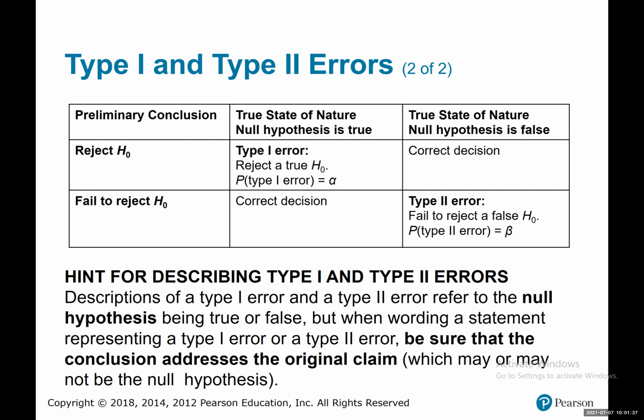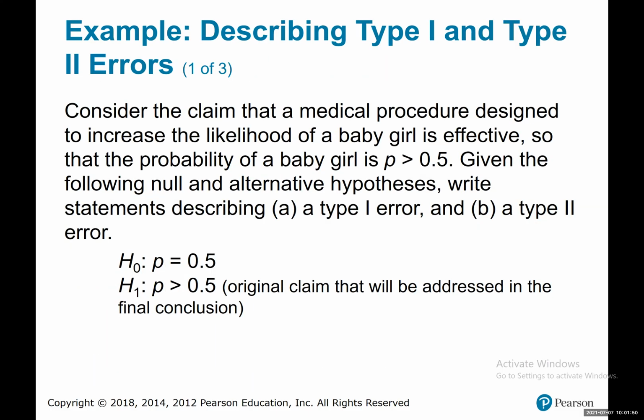So basically any decision you make, remember that could have an error in there. If you reject a null, it's type 1 error. If you fail to reject a null, it's type 2 error. But any decision you make in statistics could be wrong because you are using samples and that could be wrong. Okay. Let's look at this example.